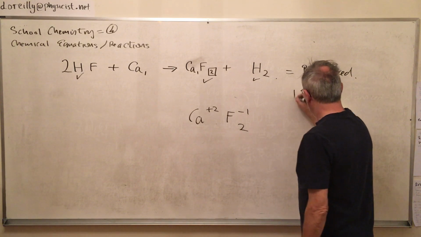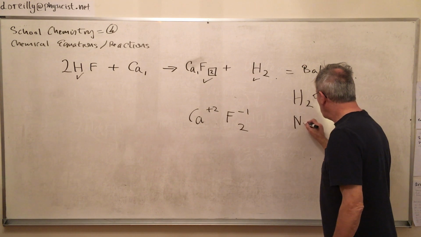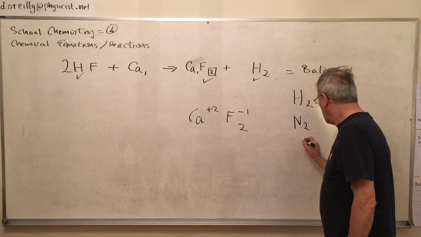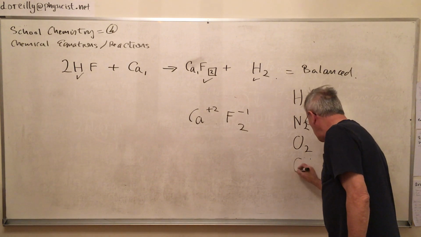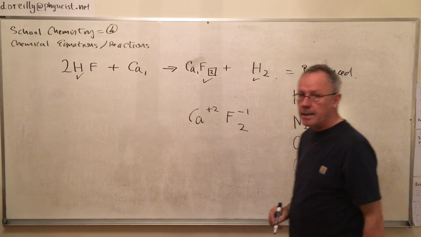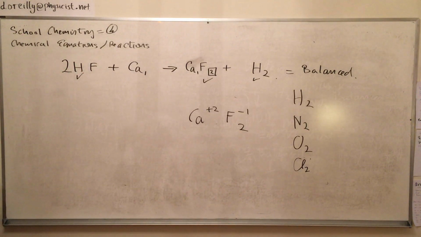When we're talking about it, we'll say that H2 is hydrogen gas, N2 is nitrogen gas, O2 is oxygen gas. They're all diatomic. Cl2 is chlorine gas. So they exist like that. They don't exist as single atoms. Okay, that's enough for that talk.